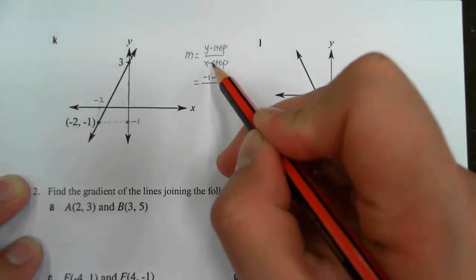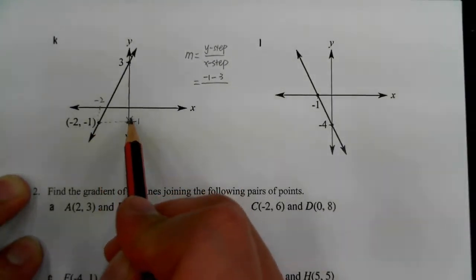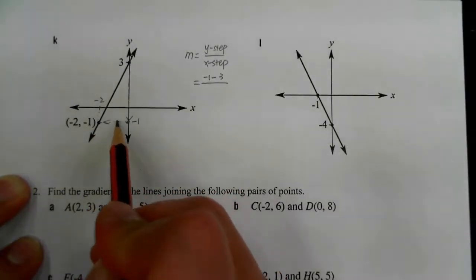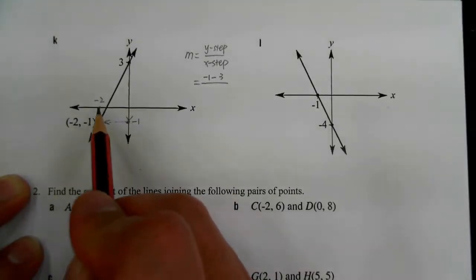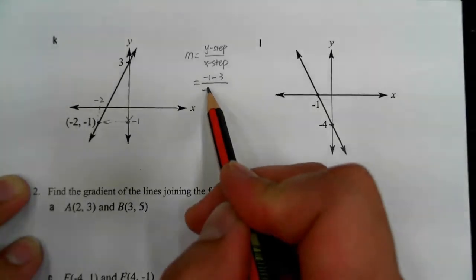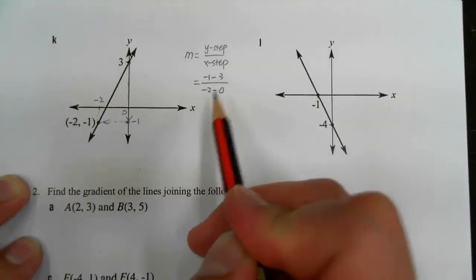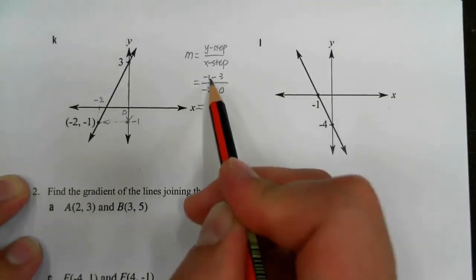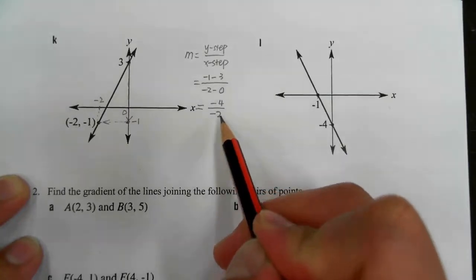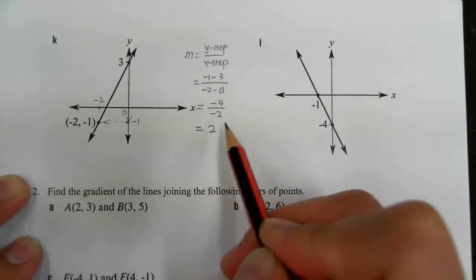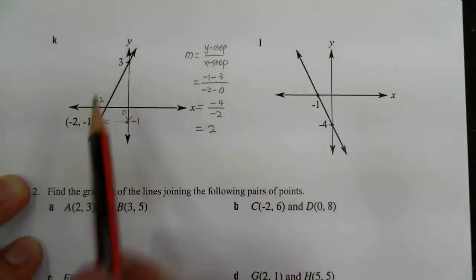Alright, for the x step, I go this way. So I go down and then I go this way. This is my ending point, this is my starting point. The ending point is -2, so I use -2, take away this point, which is 0. Now I do the calculation. -1 take away 3 is -4, and then I divide by -2. So the answer is 2. You can see m is +2, so that's increasing.